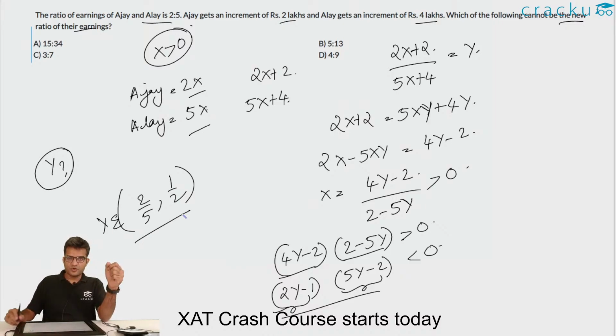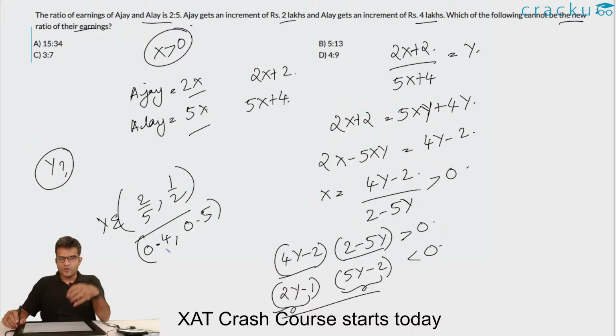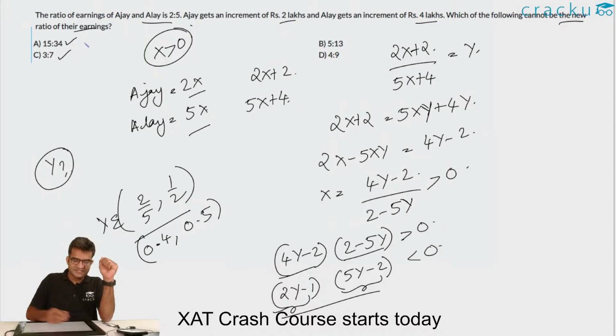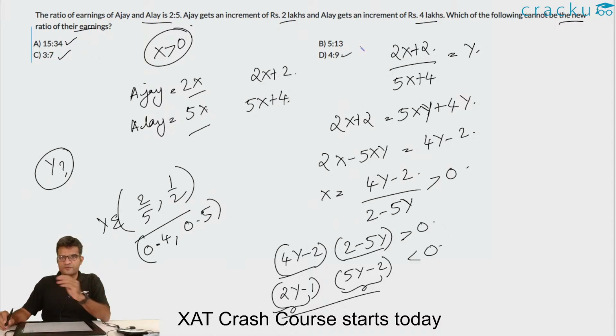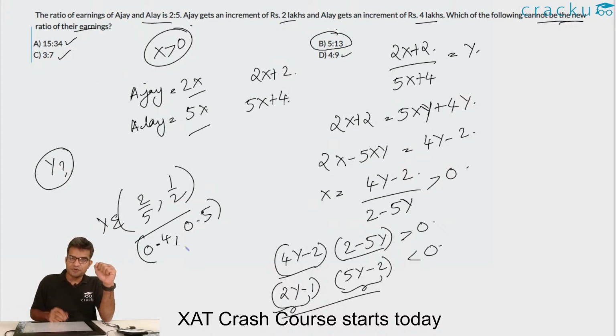So y has to lie between 2 by 5, which is 0.4, and 1 by 2, which is 0.5. Let us look at the only term which doesn't lie between 0.4 and 0.5. You will realize that 15 by 34 is between 0.4 and 0.5. 3 by 7 is also 0.42, so it lies between 0.4 and 0.5. 4 by 9 is 0.4444, so it lies between 0.4 and 0.5. The only number which doesn't lie between 0.4 and 0.5 is 5 by 13. This I think is approximately 0.38, so that is less than 0.4. So the only ratio which cannot be the new ratio of their earnings is option B. Let us look at the next question.